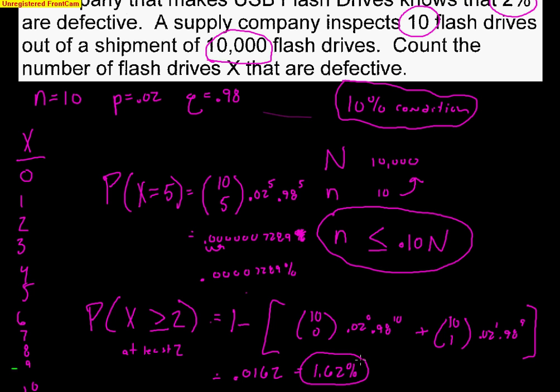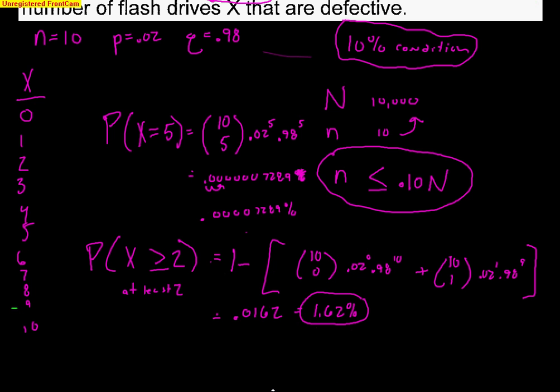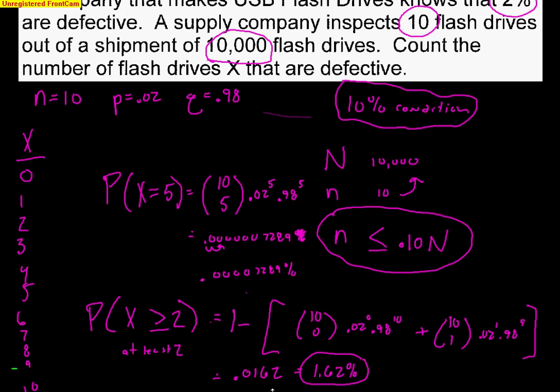So there's a 1.62% chance I'm going to have at least 2 defective chips, 2 or more. Okay? So hopefully that makes sense. Hopefully that's a really quick rundown of what's going on here. And one more thing to talk about.